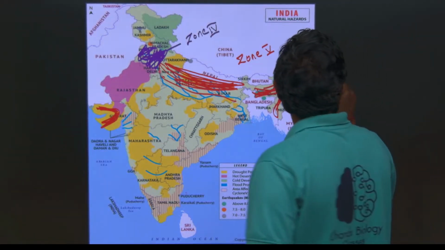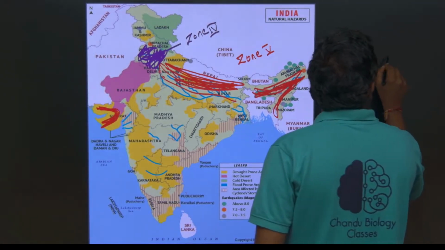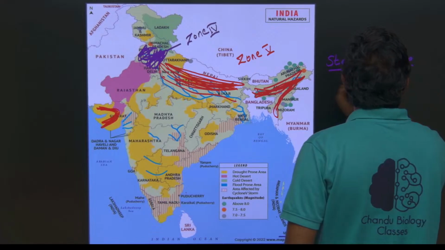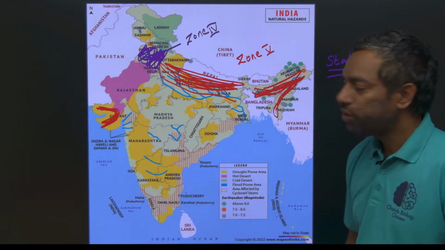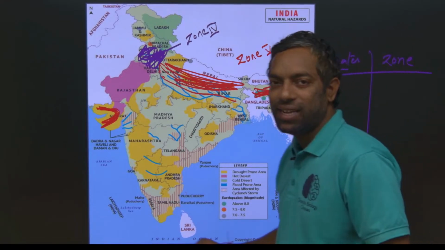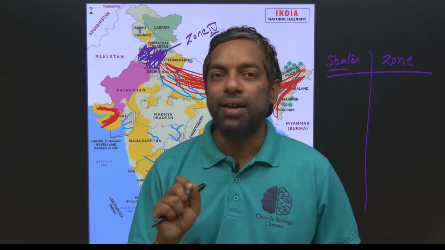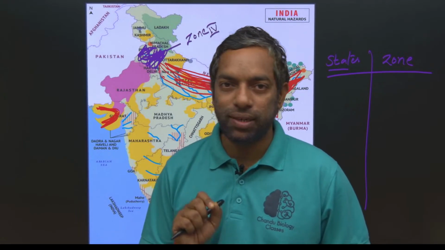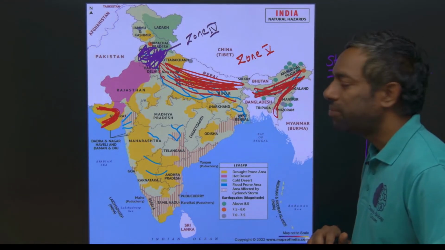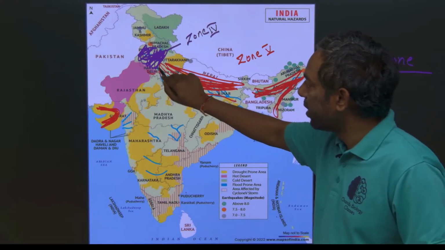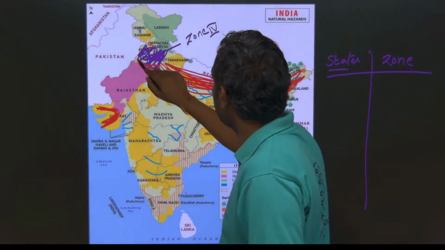One side states, one side zones. They can ask you match the following questions, guys. Zone 5 is the northern Himalayas and northeastern states, and Zone 4 is Delhi, Haryana, Punjab, the central Delhi area, guys. This area is Zone 4.